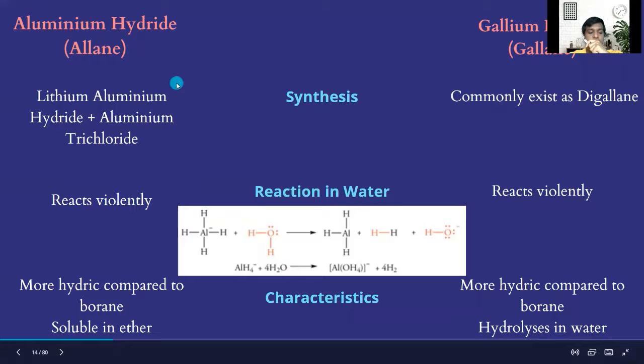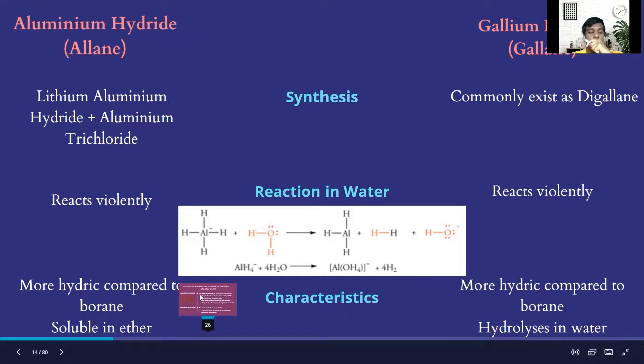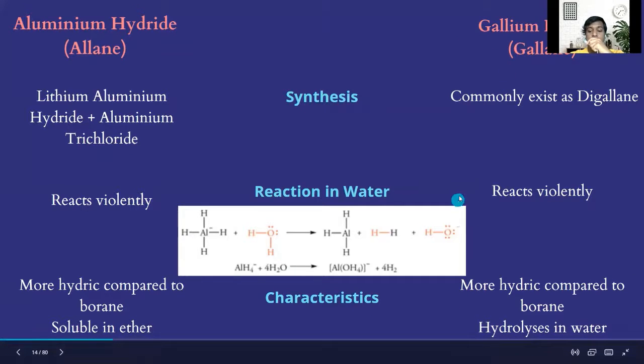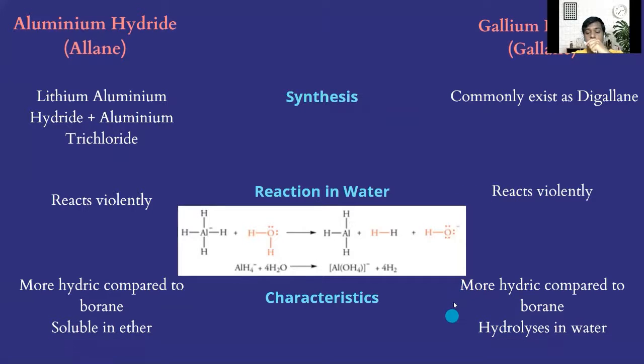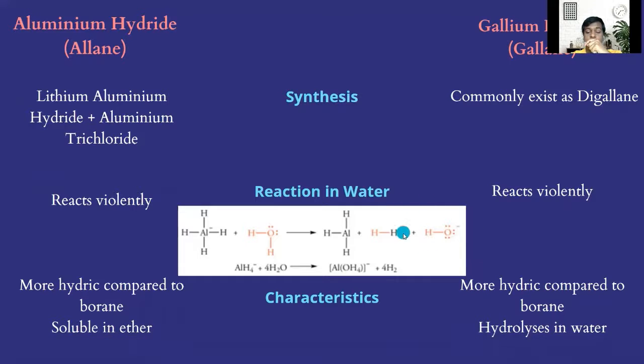And aluminium hydride is soluble in ether, and usually in various reactions, aluminium hydride will be used together with ether. The reason is that if it reacts with water, the reaction will be very violent, and therefore the reactions will be conducted in ether. And why ether? Because aluminium hydride is soluble in ether. Gallium hydride also reacts violently, and another characteristic of gallium hydride is that it undergoes hydrolysis in water. Hydrolysis refers to the breakdown of a compound through reaction with water.